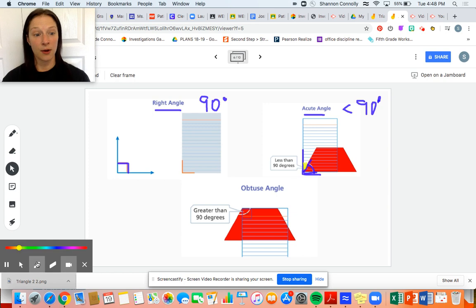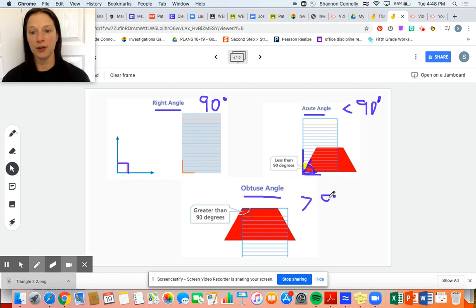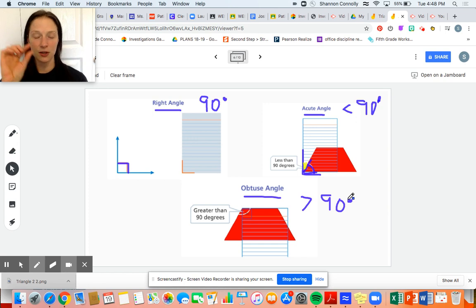Okay? Now, next we have, last but not least, an obtuse angle, which I'm sure you guessed and remembered is greater than 90 degrees. Okay? Sometimes you might hear a teacher say it's an acute little angle, which means it's smaller than 90 degrees. That's a little way to remember the words. It's a cute little angle. So cute. So acute is less than 90 degrees. All right, so back to obtuse though.